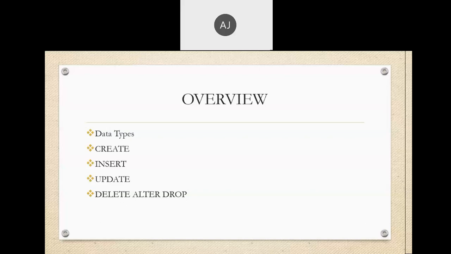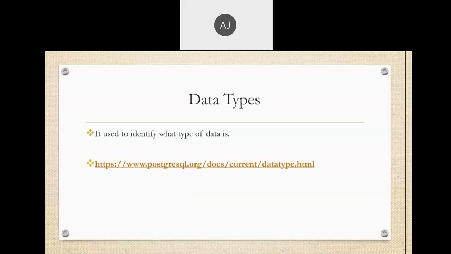Okay, so first we need to understand the data types. In C language or any other language, we already know about data types. In that section, we discussed what a data type is, how we use it, and what the primary and secondary data types are. Similarly, in PostgreSQL we have a bunch of data types available. In MySQL, we also have a bunch of data types available. We just need to identify what type of data it is. That's why we use the data type.